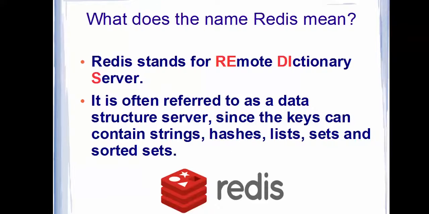Now what does the name Redis mean? Redis stands for Remote Directory Server. It is often referred to as a data structure server since the keys can contain strings, hashes, lists, sets and sorted sets. So because the keys can contain these different types of data structures, it's often referred to as a data structure server, right? So the name comes from Remote Directory Server.